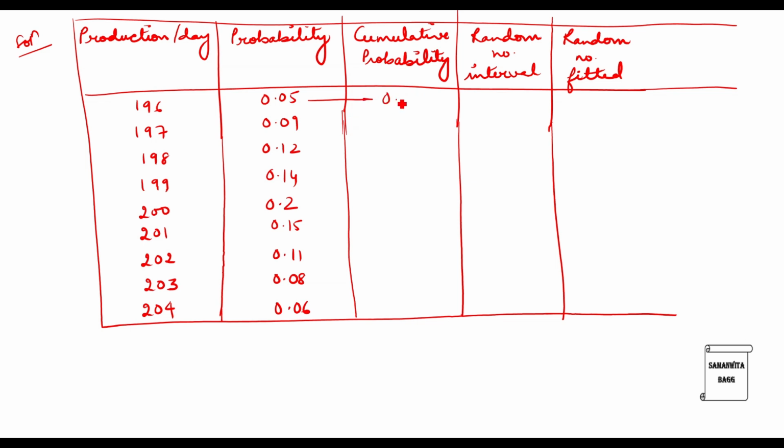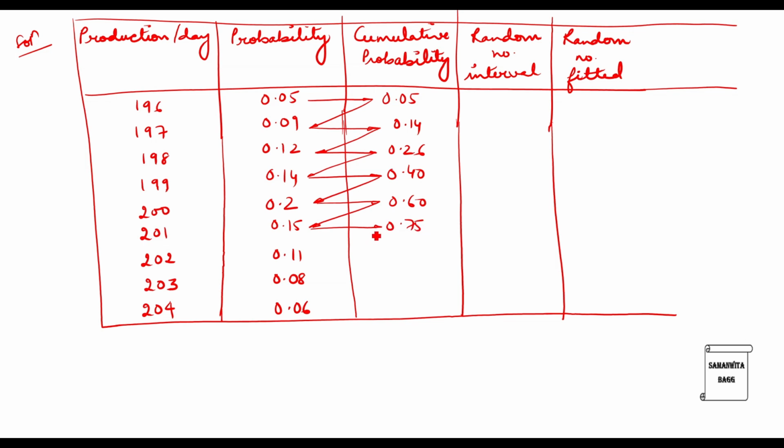I'll start with copying the first value 0.05. To this I'll add 0.09. So this becomes 0.14. Then I'll add 0.12. So this becomes 0.26. To this I'll add this value. This will become 0.40. I'll add 0.2. So this becomes 0.6. Next I'll add this value. It becomes 0.75. This now becomes 0.86. When I add this, it becomes 0.94. And finally, when I add this, it becomes 1.00.